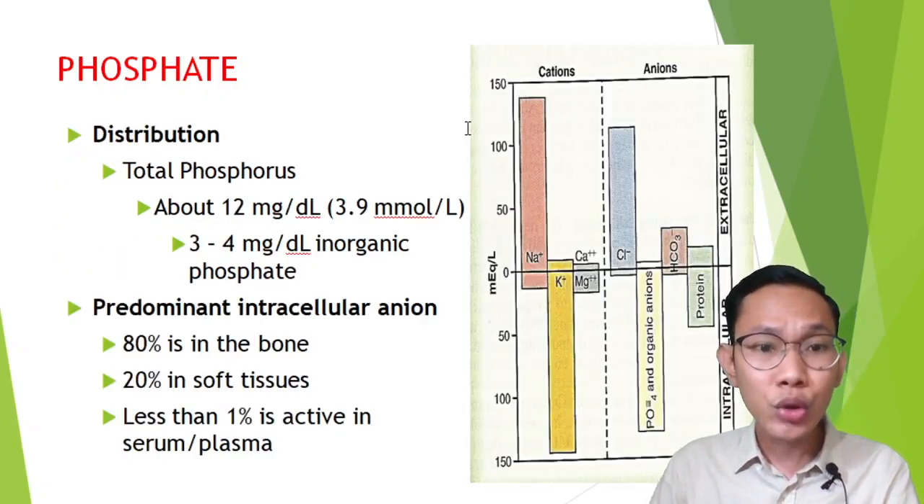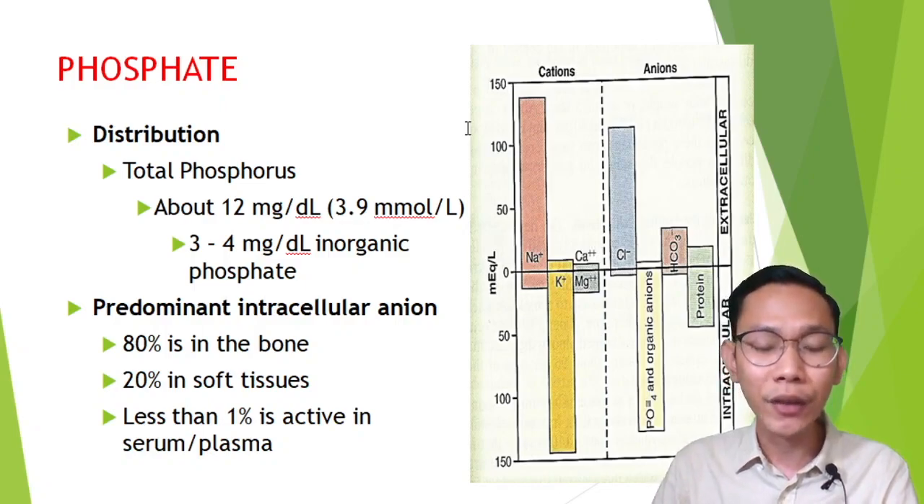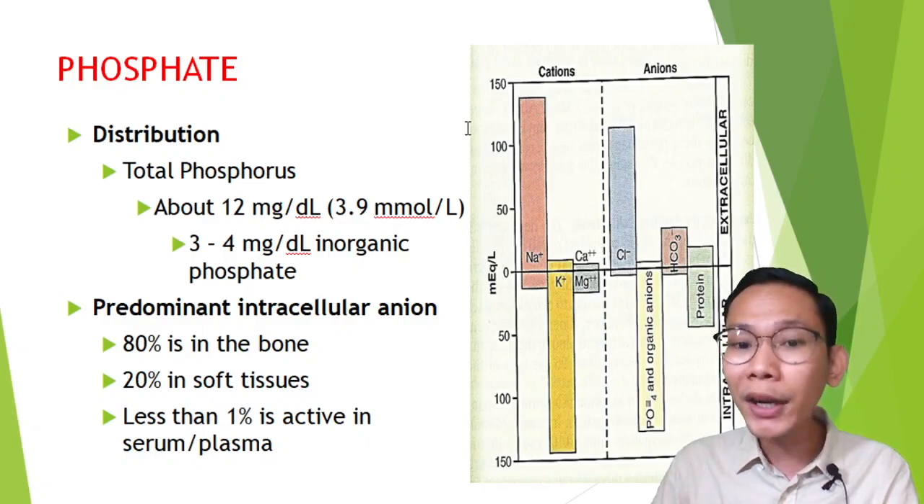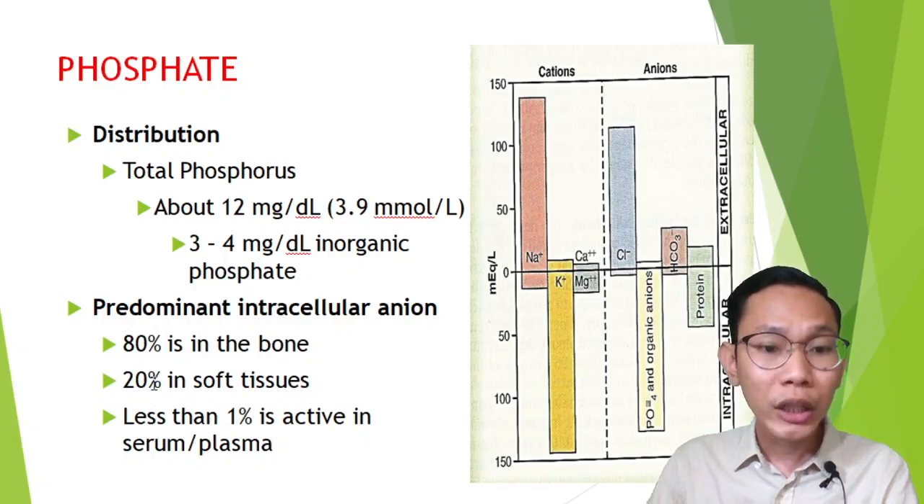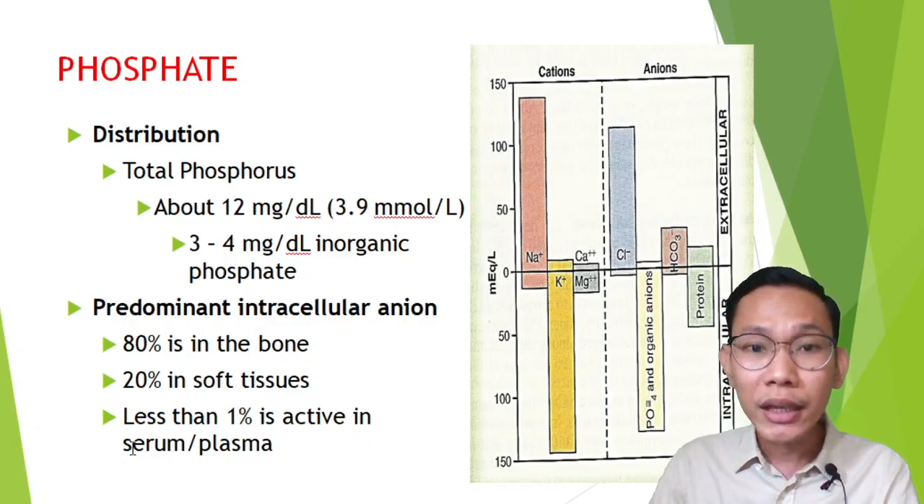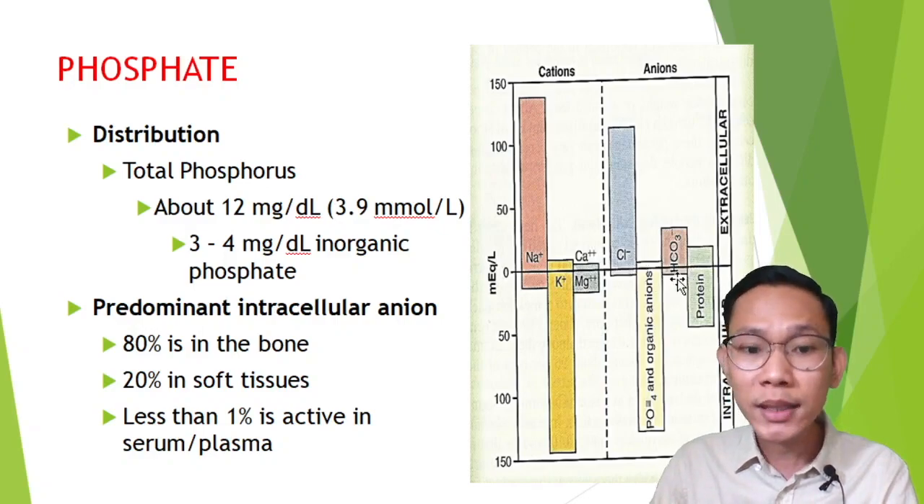So in terms of the distribution of your phosphate, your total phosphorus is approximately about 12 milligrams per deciliter, or 3 to 4 milligrams per deciliter in organic phosphate. So predominantly intracellular anion ang ating phosphate. So 80% of your phosphate is actually found in your bone, 20% in your soft tissues, and less than 1% only is active in your serum or your plasma. So tingnan natin dito. This is your phosphate and your organic anions. Kita natin dito sa diagram that your phosphate is a predominant intracellular ion, and a small portion lamang is extracellular, approximately 1%.